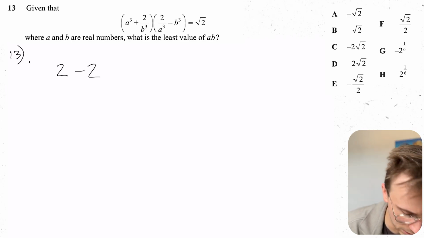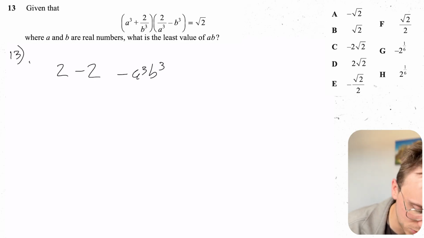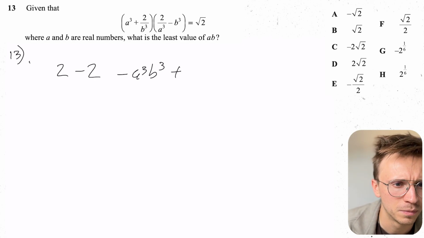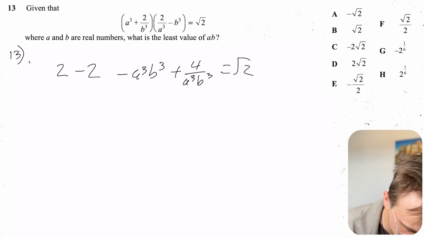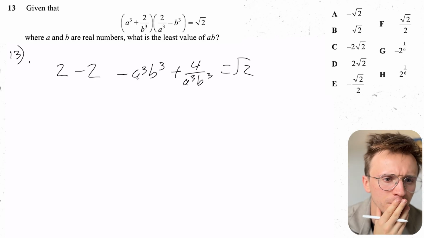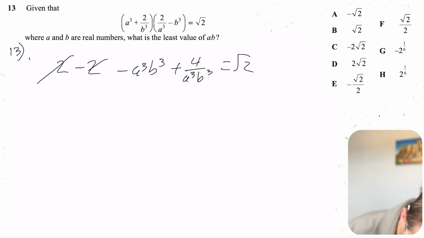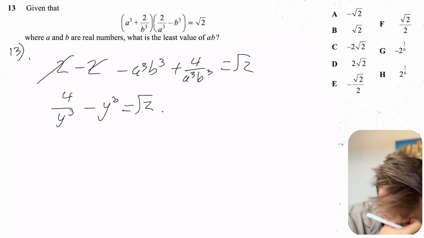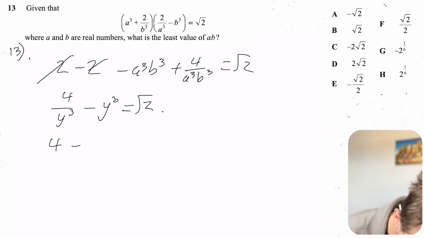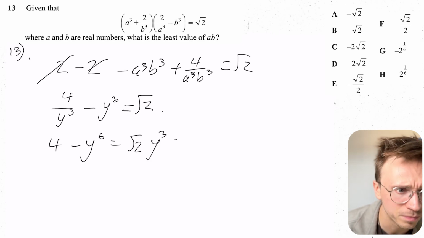Oh, what is this going to be? I feel like I shouldn't expand, but minus a cubed b cubed plus 4 over a cubed b cubed equals root 2. So essentially this cancels with this, and I've got 4 over y cubed minus y cubed equals root 2. I'm then going to multiply both sides. 4 minus y to the 6 equals root 2 y cubed.